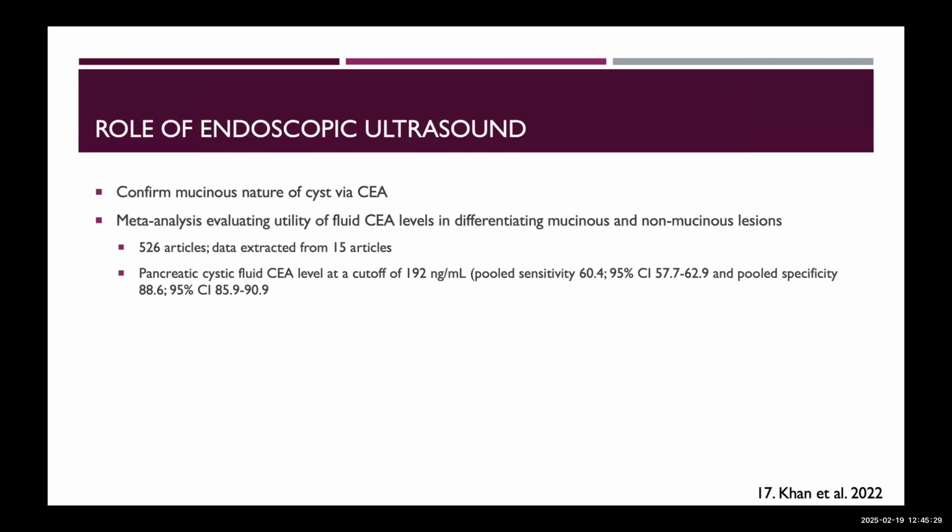So what is the role of endoscopic ultrasound in all of this? I'm a little bit short on time, so I'll try to blast through these slides, but generally speaking, endoscopic ultrasound can be used to confirm mucinous nature. If you remember from one of the first slides, mucinous cystic neoplasms and IPMNs have an elevated CEA. A meta-analysis evaluating CEA, 15 articles, demonstrates that at a cutoff of 192 there's quite good specificity in ascertaining a mucinous nature of the cyst. Sensitivity is not so great, at around 60.4%.